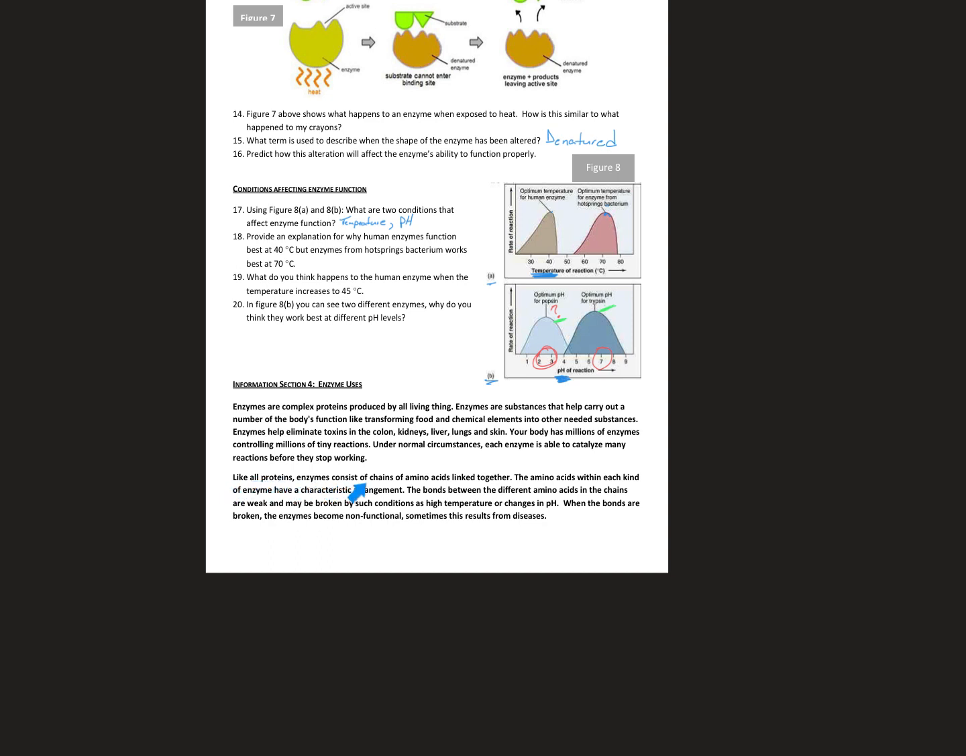Like all proteins, enzymes consist of chains of amino acids linked together. The amino acids within each kind of enzyme have a characteristic arrangement. The bonds between the different amino acids in the chains are weak and may be broken by such conditions as high temperatures or changes in pH. When the bonds are broken, the enzymes become non-functional. Sometimes this results from disease. Sometimes this results in disease.